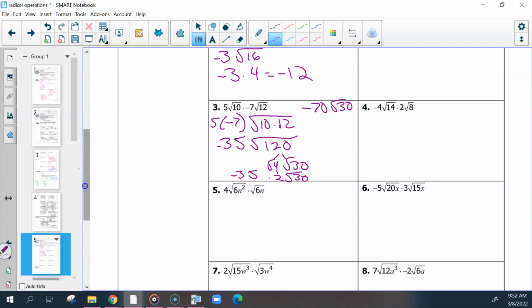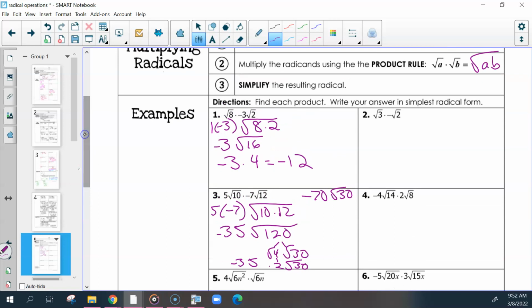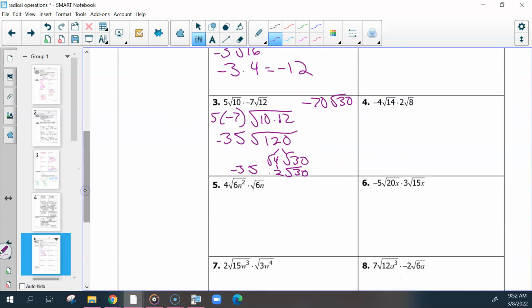I have one question. Yes. How would you simplify one thing that only has something inside of the radical, inside the square root? Give me an example. Number two. So you would multiply 3 and 2. 6 cannot be simplified, so it would just stay negative square root of 6. How did we get that? Multiplying negative 35 and 3.